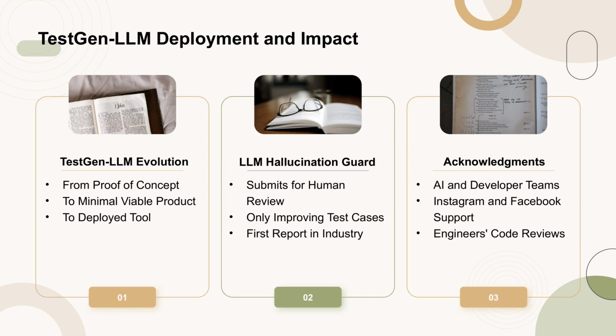This paper introduced TestGen-LLM, which has been successfully deployed in production at Meta. The evolution of TestGen-LLM is detailed, starting from a proof of concept, progressing to a minimal viable product, and finally becoming a deployed test support tool. A key characteristic of TestGen-LLM is its method of guarding against large language model hallucination by submitting only those test cases that are guaranteed to improve the existing code base for human review. This is believed to be the first report of assured large language model software engineering deployed at scale in industry.